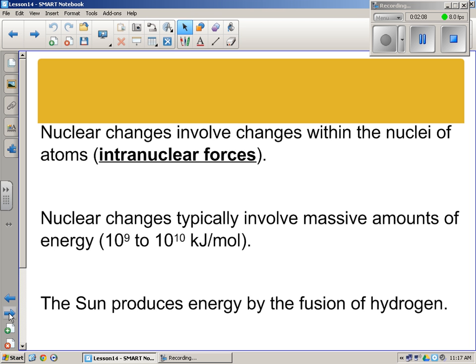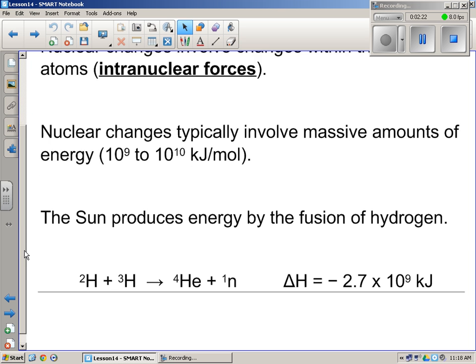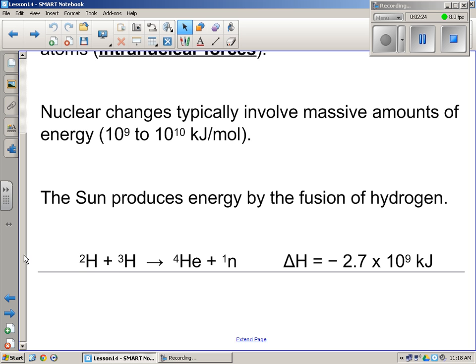We also have nuclear changes, which involve the nuclei of atoms. Nuclear bombs, obviously. Nuclear changes typically involve massive amounts of energy, like I said, nuclear bombs: 10 to the 9 and 10 to the 10 kilojoules per mole, so quite a bit of energy is released in those cases. The sun produces energy by fusion of hydrogen, so you get negative 2.7 times 10 to the negative 9 kilojoules.